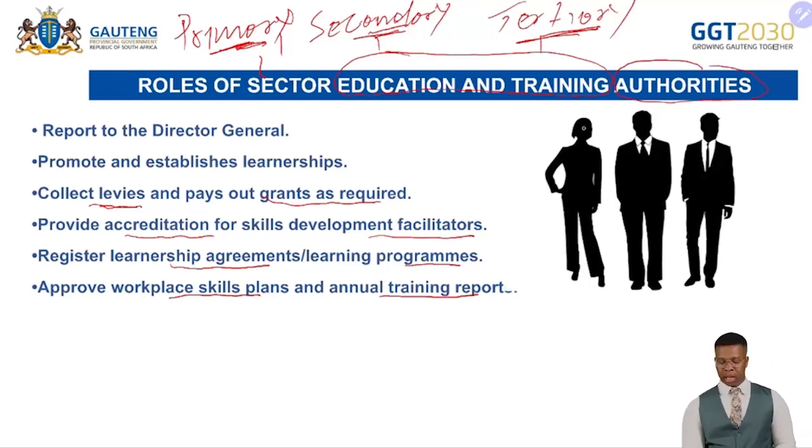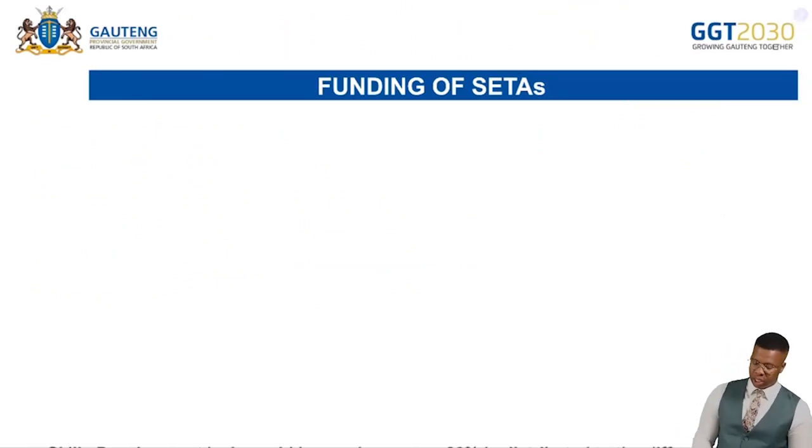So hence we say you see 3 individuals there who are in charge of the 3 sectors. The other one might be for primary, the other one for secondary, and the other one for tertiary. So they report to their director general, who's their boss. They promote and establish learnerships. They collect levies from the businesses and also pay out grants for businesses that want to train their workers. And they provide accreditation for skills development facilitators and register learnership agreements and learning programs. Those are the roles of sector education and training authorities.